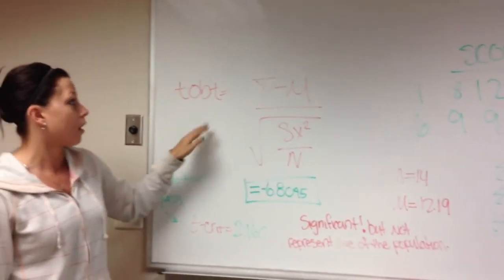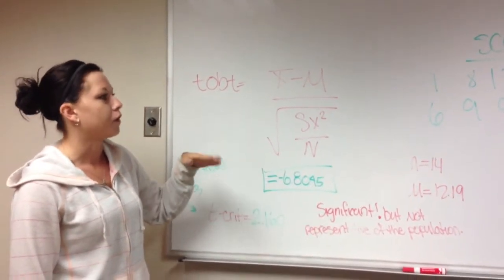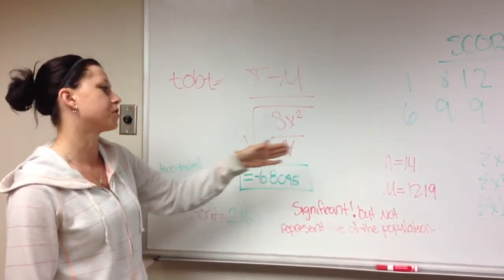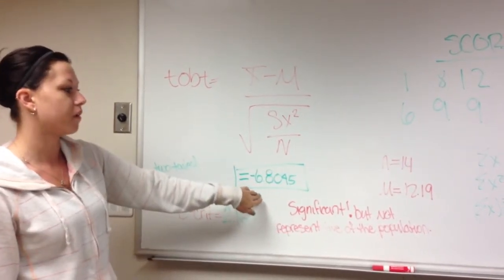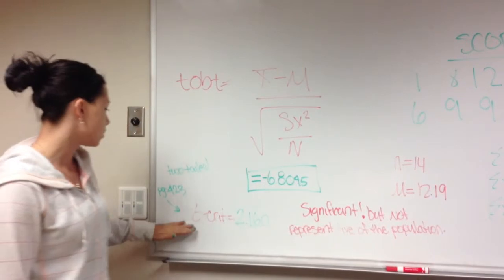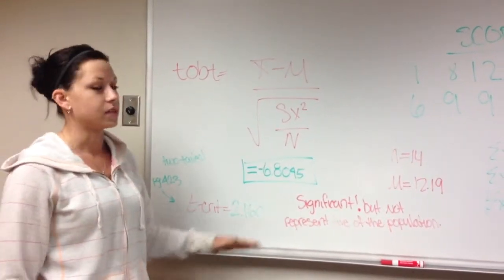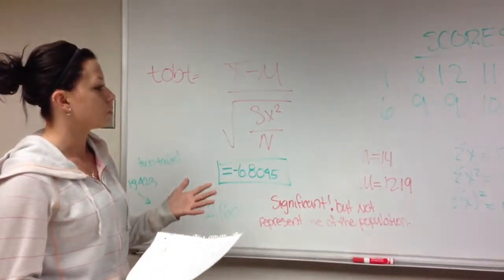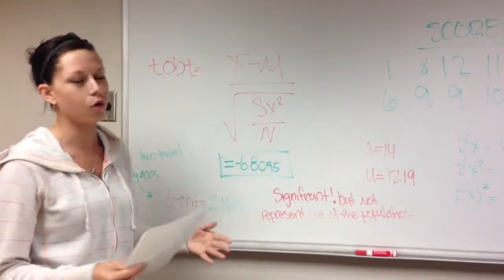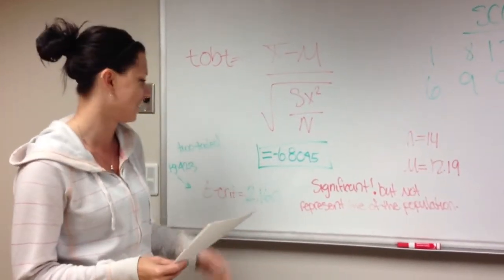We use this to plug into our t-obtained equation, our mean minus the mu, divided by the square root of standard variance divided by our n, which is again 14. This gave us a negative 6.8045, and our t-crit, being two-tailed on page 423, would be 2.160, which tells us that this is significant. There is a significant relationship between the outlook scores of the survivors.